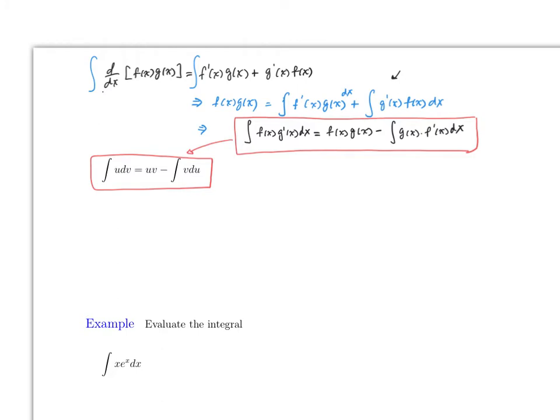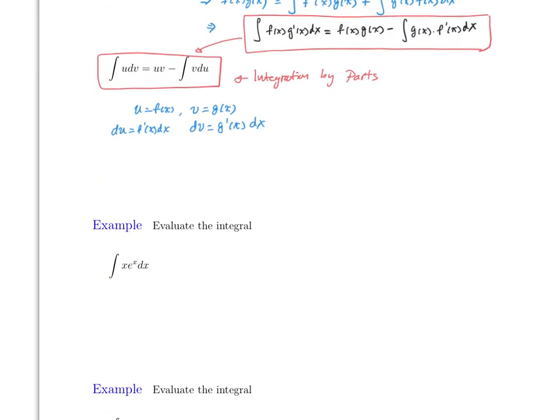This is the formula you should memorize whenever we say integration by parts. You're going to use it hundreds of times in this class, calculus 3, differential equations, and so forth. Like I say, here u will be f of x, and v will be g of x. That means du is f prime of x dx, and dv will be g prime of x dx.